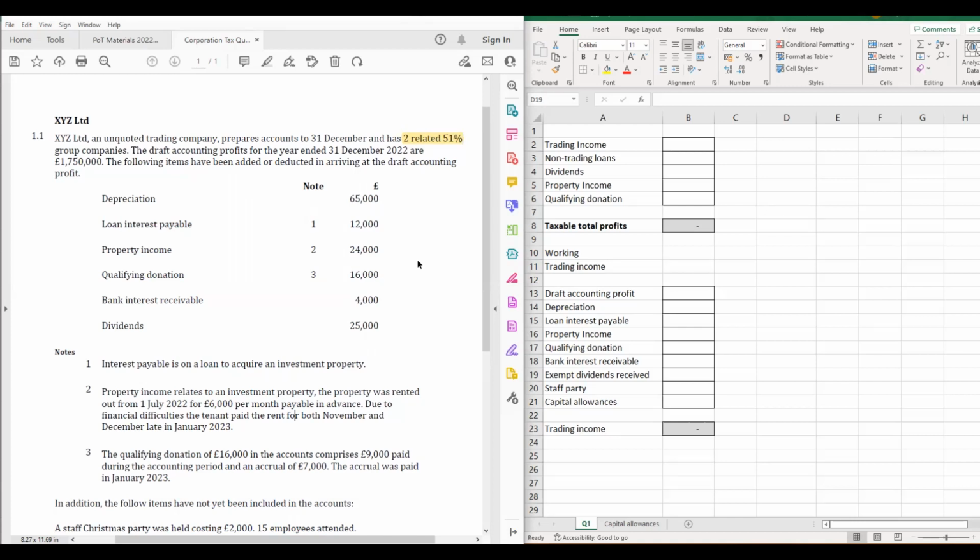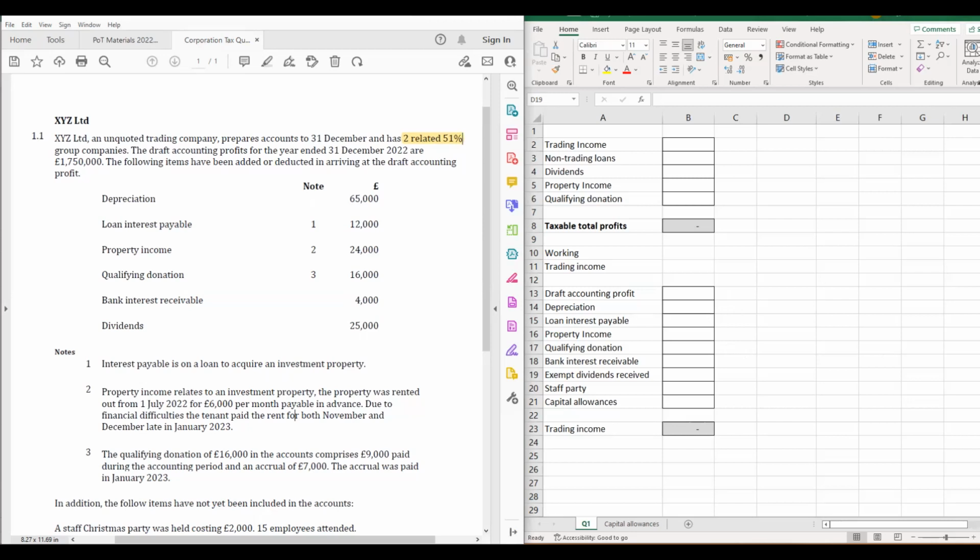The next sentence then goes on to tell us the draft accounting profits for the year ended 31st December 2022 are 1.75 million. The following items have been added or deducted in arriving at the draft accounting profit. Now that's a really important point to have picked up on in this question, because essentially that's going to dictate how we treat these items, because remember, they have been added or deducted already. So where we think something's an add back, disallowed for tax, we will put a positive number. If we deem it allowable for tax, we will put a 0 in those boxes.